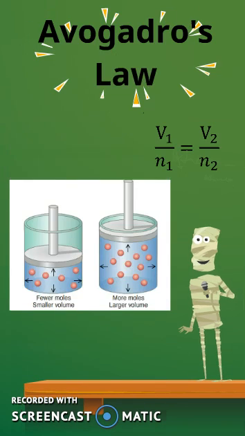Avogadro's law deals with volume and amount in moles. Volume and amount are directly related, as long as the pressure and temperature of the gas are constant. If we have our box of air, we can see that if we increase the number of moles of the gas in the container, the volume would have to increase as well to maintain the pressure of the container. We can see this in Avogadro's equation as V1 over n1 equals V2 over n2.